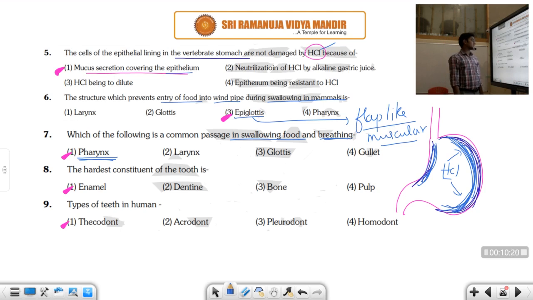Next, the hardest constituent of the tooth is called enamel. Enamel is the outermost part of the teeth, and the second hardest part is called the dentine. Bone and pulp are not there, no. So the first hardest part in the tooth is actually enamel only. Next, the type of teeth in human beings is actually thecodont, right? Always thecodont.